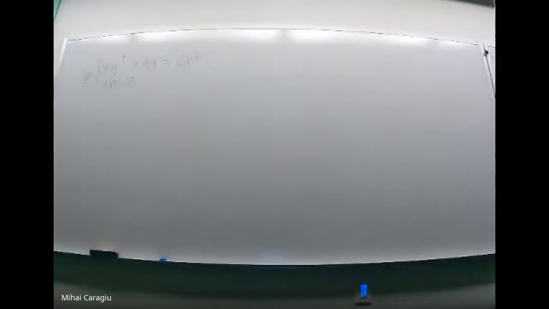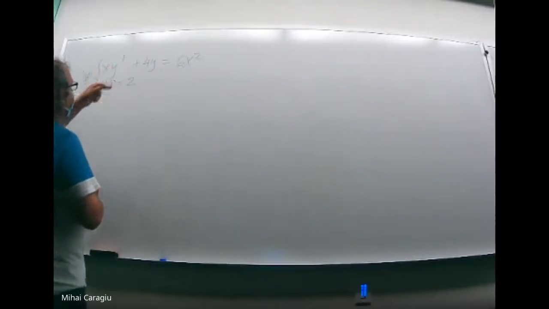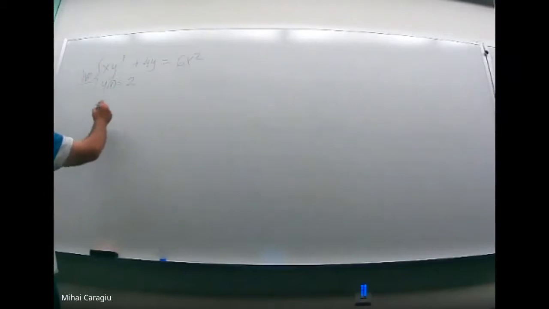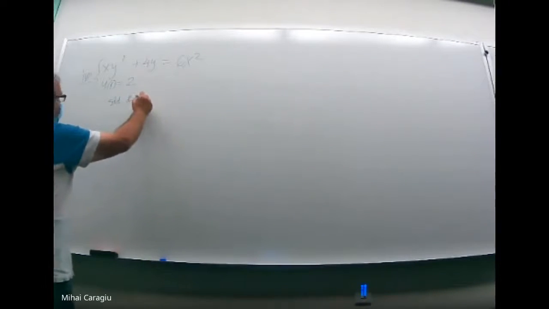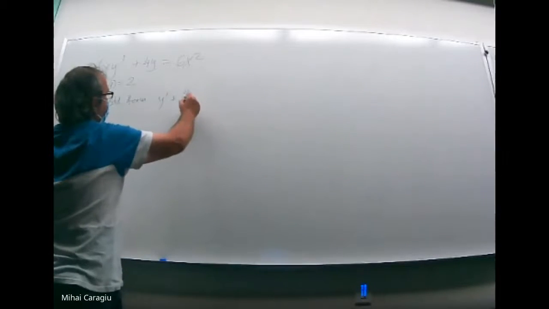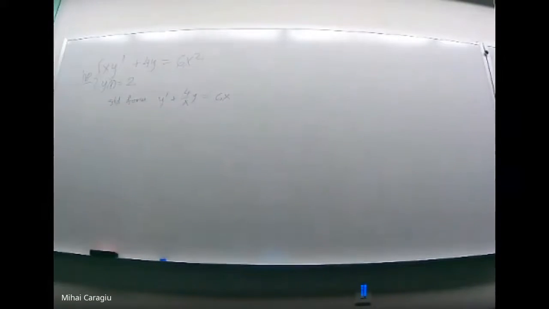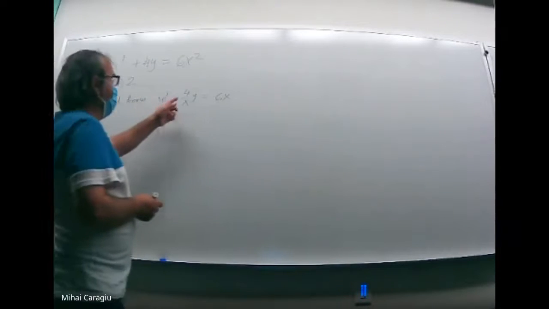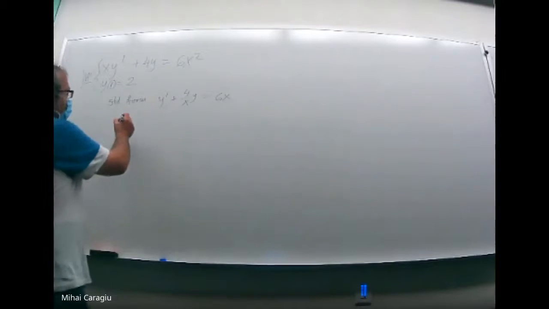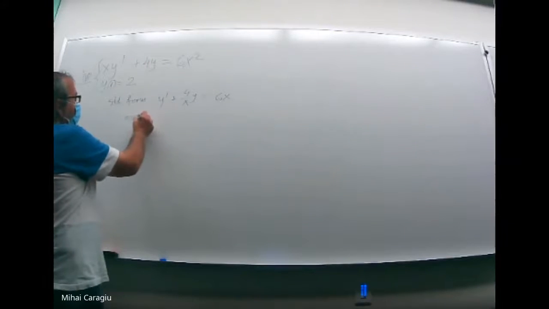So that's a linear first order, but before starting, let's put it in standard form. Standard form implies having only a y prime here, so divide by x all the way. So standard form will be y prime plus 4 over x times y equals 6x. That's a standard form because it looks like y prime plus a of x times y equals b of x. So in this case, small a of x equals 4 over x.